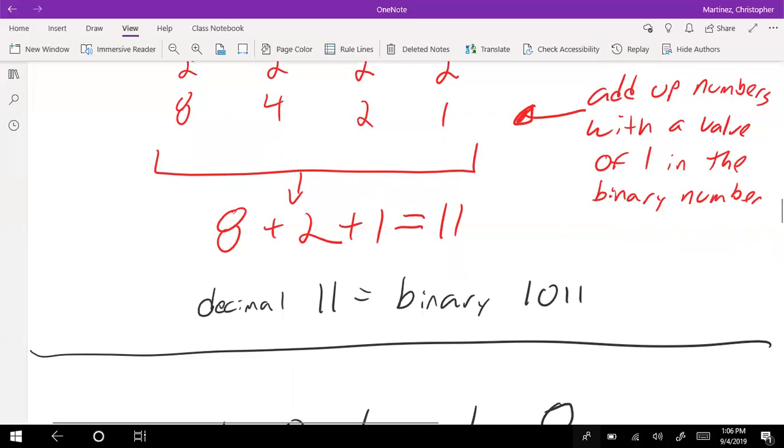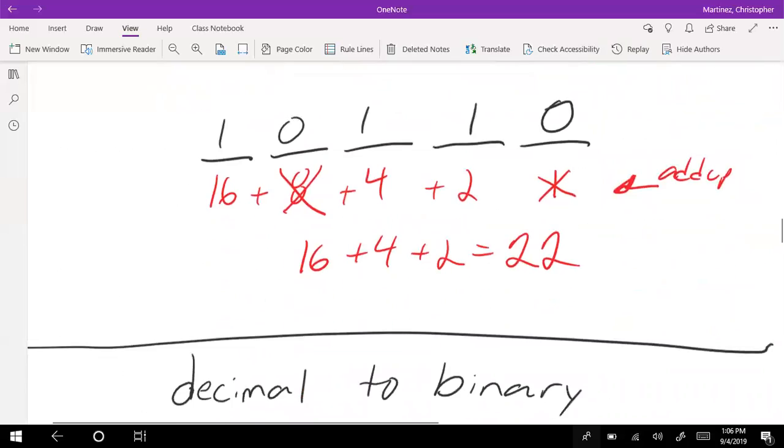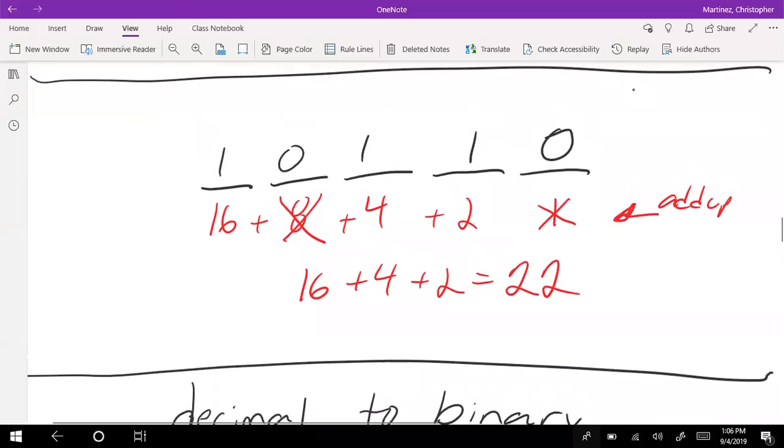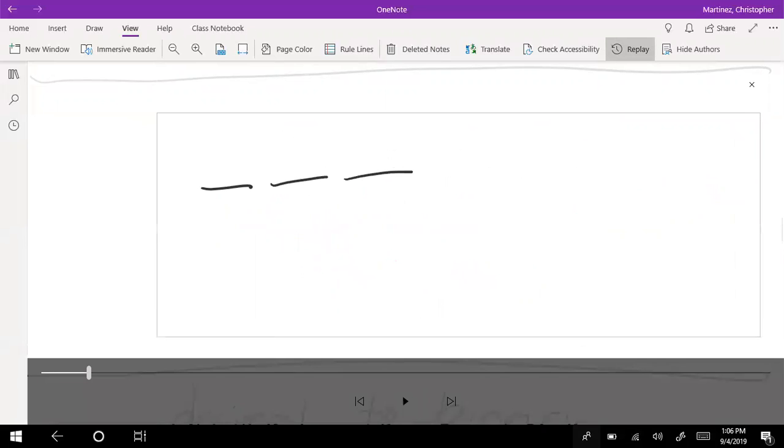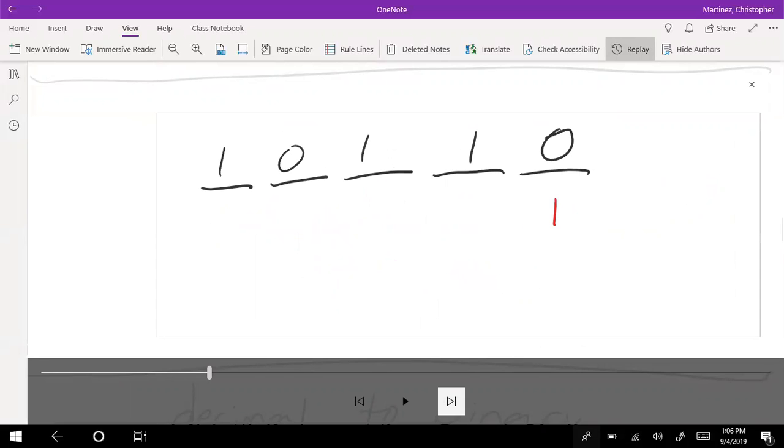All right, let's do one more example. In this example, we're going to have a 5-bit number. The number is 10110. Okay, so let's do the weights. The weights are 1, 2, 4, 8, and 16. Again, we're going to add up wherever we have a 1 and use that weight.